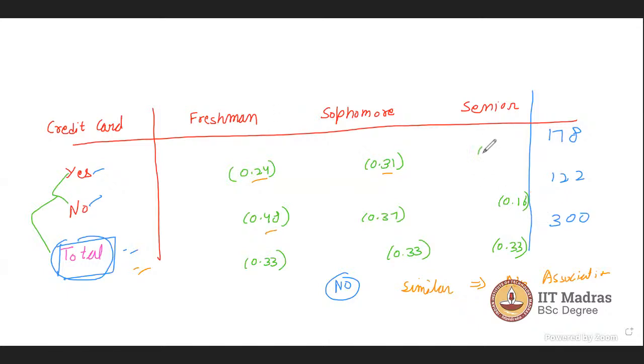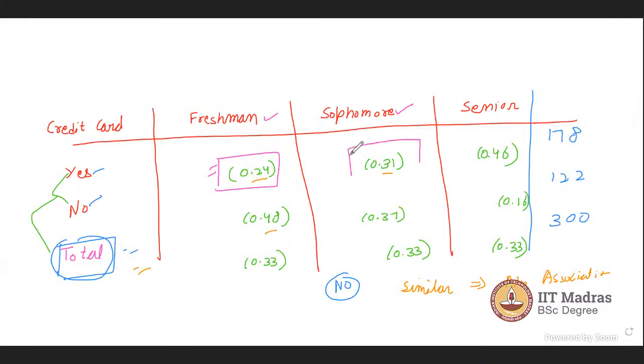So what was the frequency over here? I think 0.46. Okay. See, if you can notice the pattern here. If they are in first year, the proportion of students owning the credit card is 0.24. As they move to the second year, their proportion of owning is 0.31. It's increased.